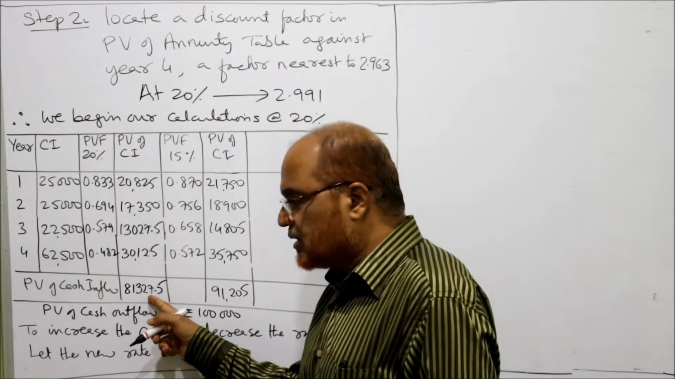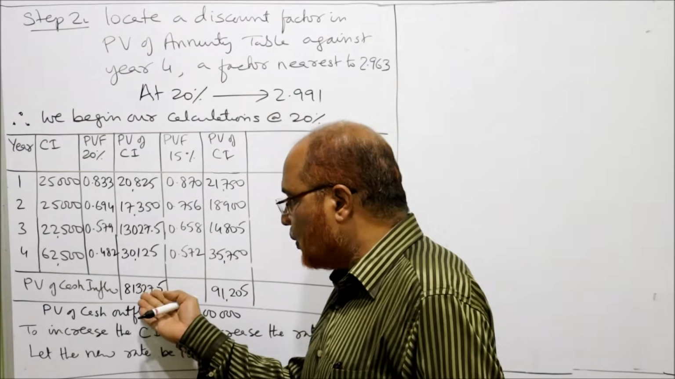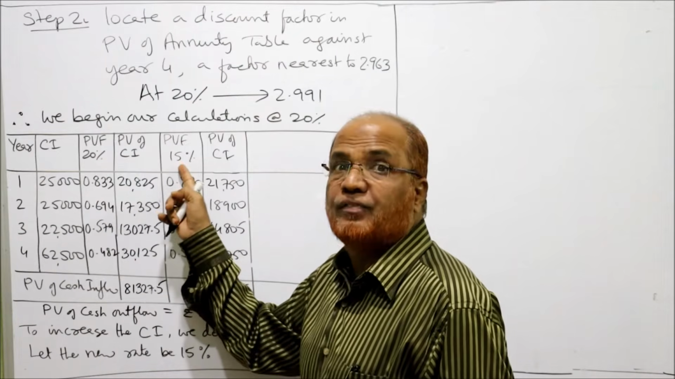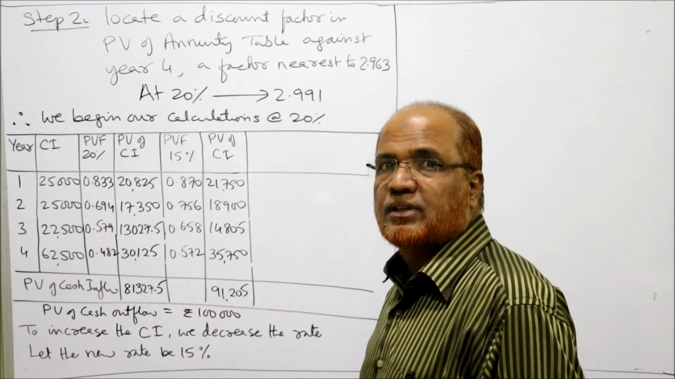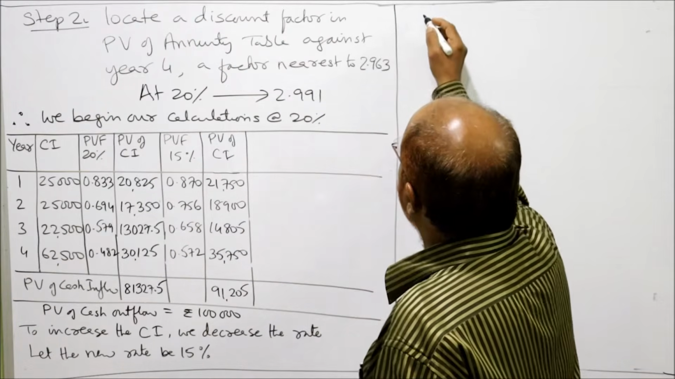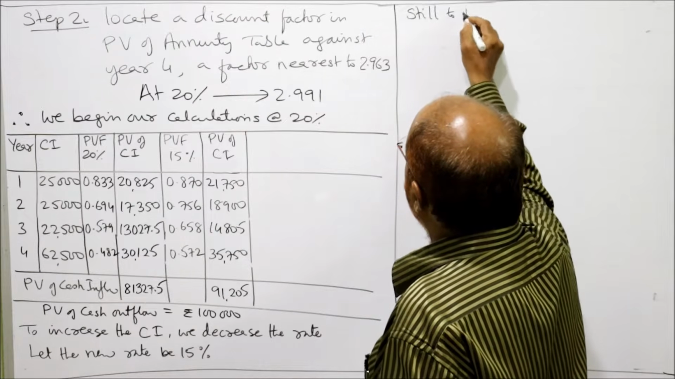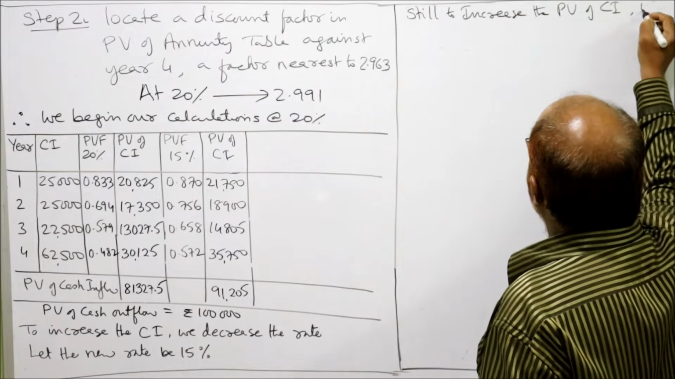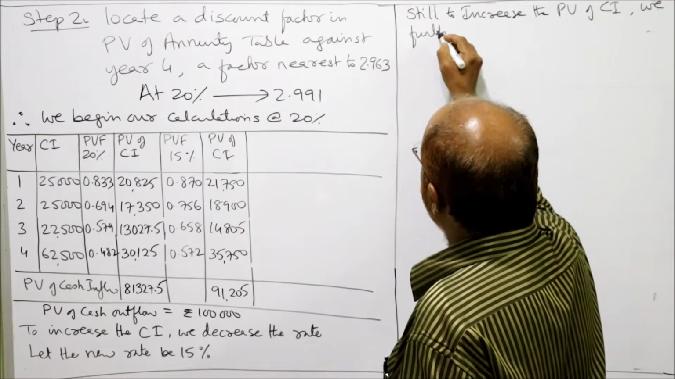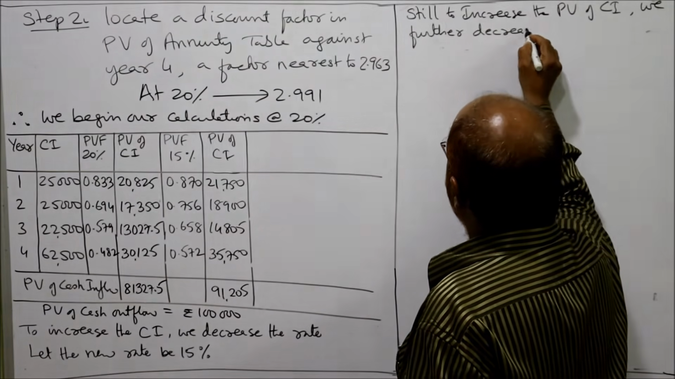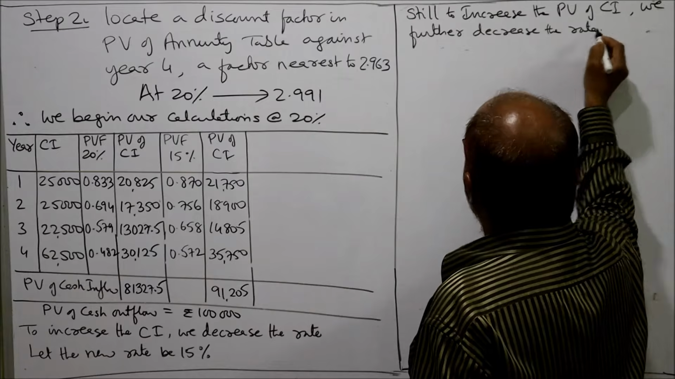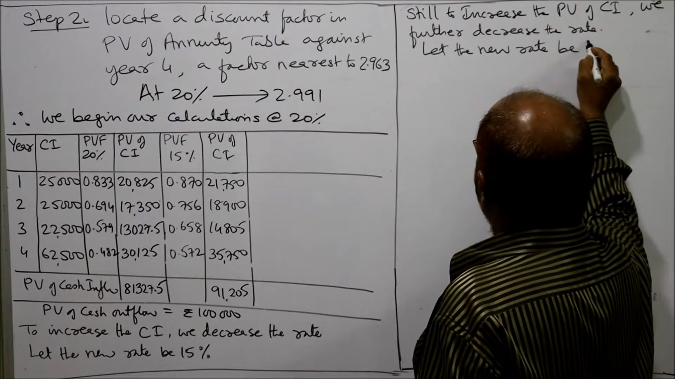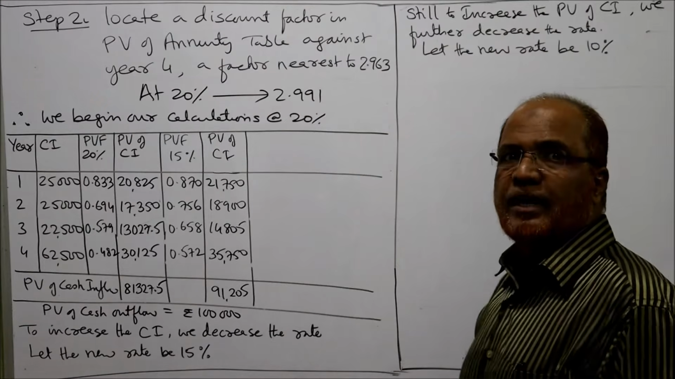तो पहले भी 81,327 था, 1 लाख रुपीस से कम था. तो to increase this PV of cash inflow, we decrease the rate. We decrease the rate from 20% to 15%. अब 15% से भी 91,000 और कम करेंगे. Still to increase the PV of cash inflow, we further decrease the rate. Let the new rate be 10%.